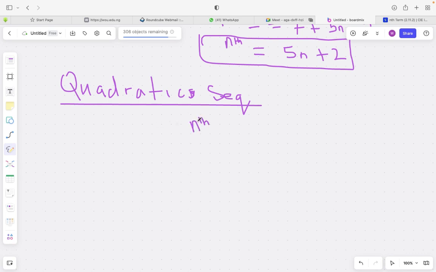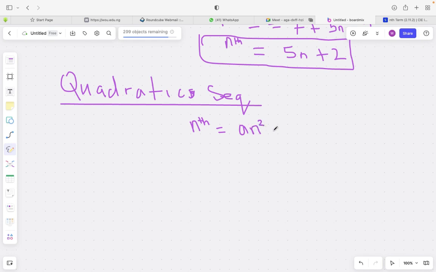The highest power will be 2, just like in the case of a quadratic function. It will no longer be 1. The highest power is 2. Are you with me? So the nth term will no longer be just an, it will be an squared. The highest power of n will be 2. When we had linear functions just now, the highest power was 1.